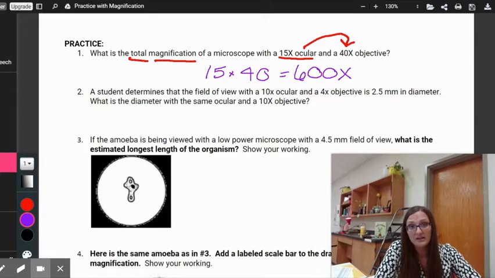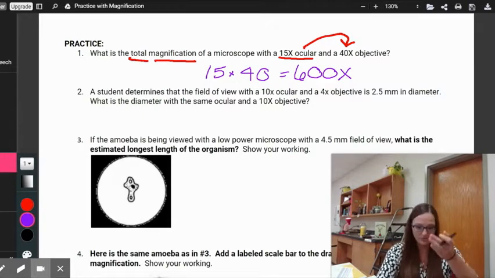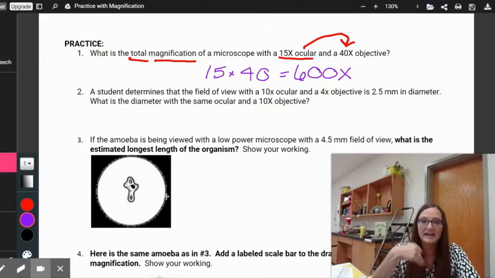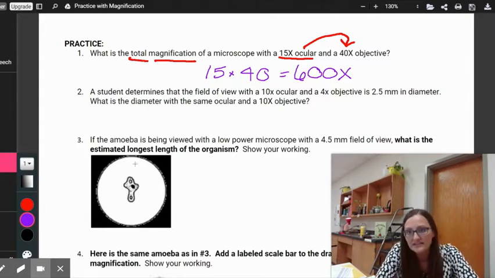And then an electron microscope is a different type of microscope that is much more advanced and in depth. Okay. Number two, a student determines that the field of view. So that means when you're looking through the ocular lens, what you can see at the bottom. So number three, it's giving you a diagram of a field of view. And so what you're seeing in that circle is your field of view.